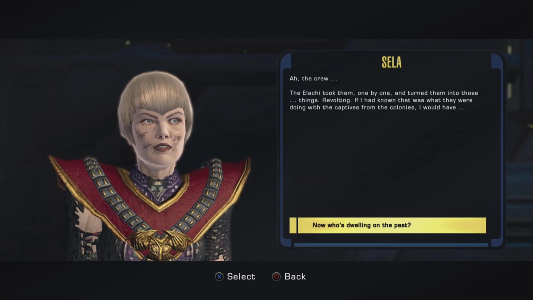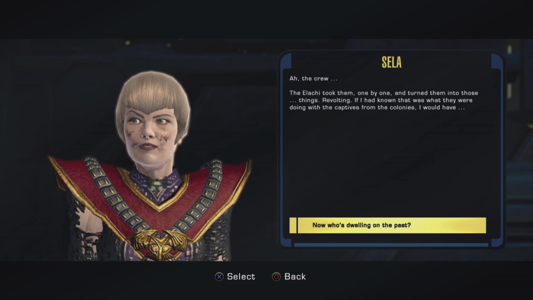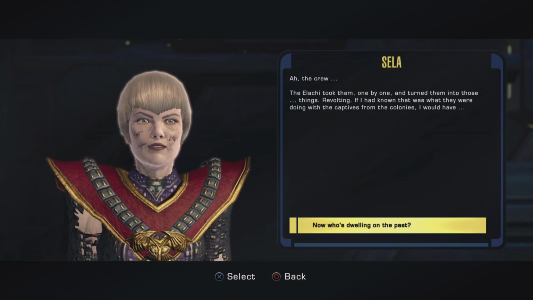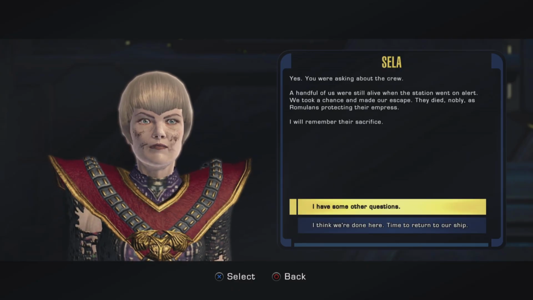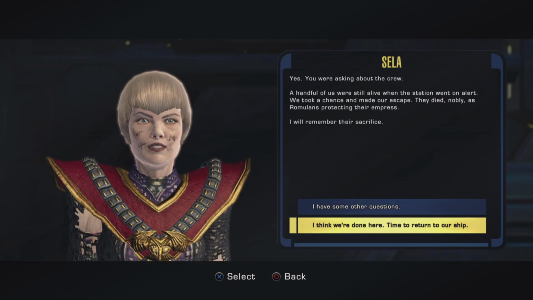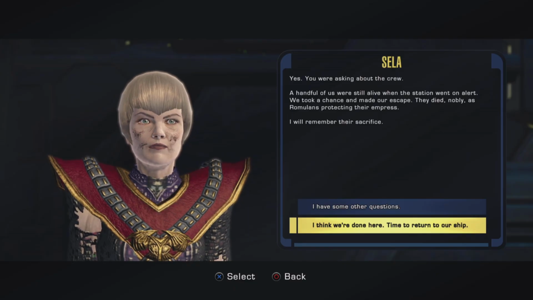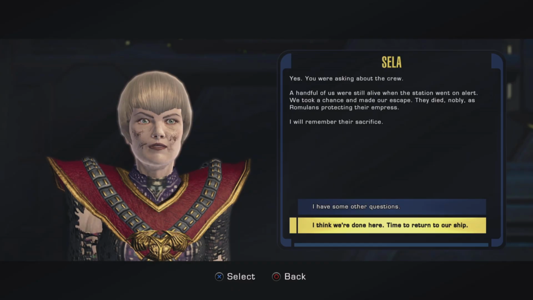Ah, the crew. The Alachi took them one by one and turned them into those things. Revolting. If I had known that was what they were doing with the captives from the colonies, I would have... Yes, you were asking about the crew. A handful of us were still alive when the station went on alert. We took a chance and made our escape. They died, nobly, as Romulans protecting their Empress. I will remember their sacrifice.